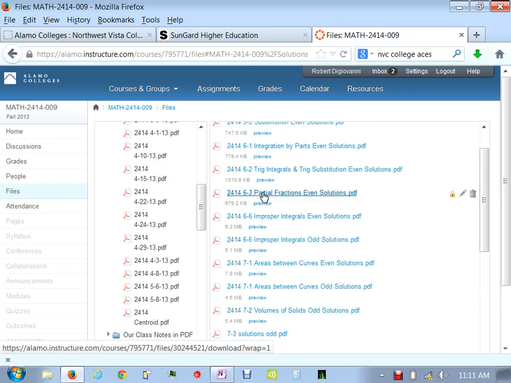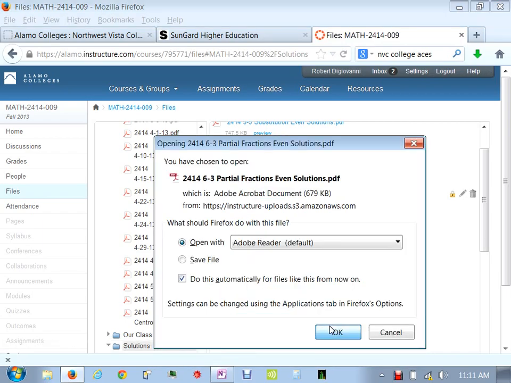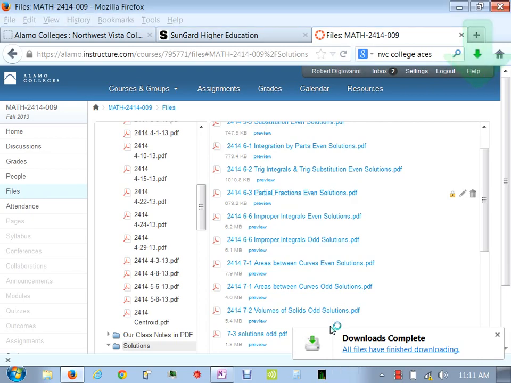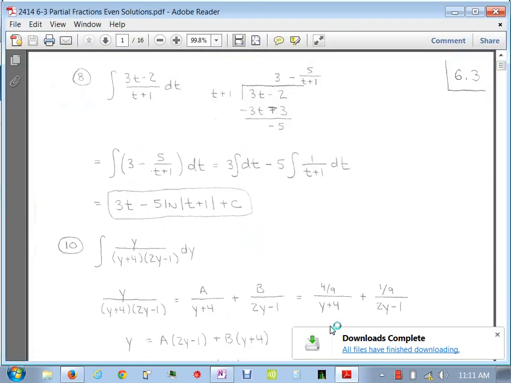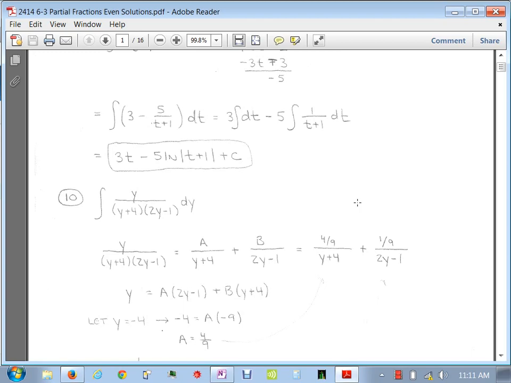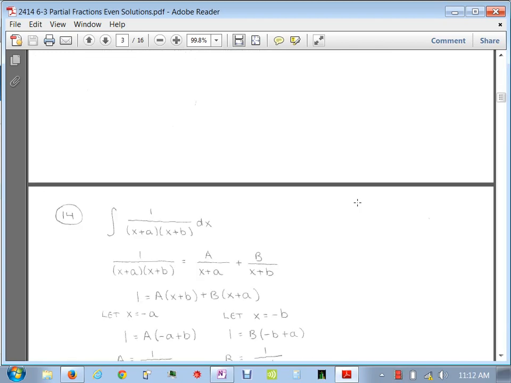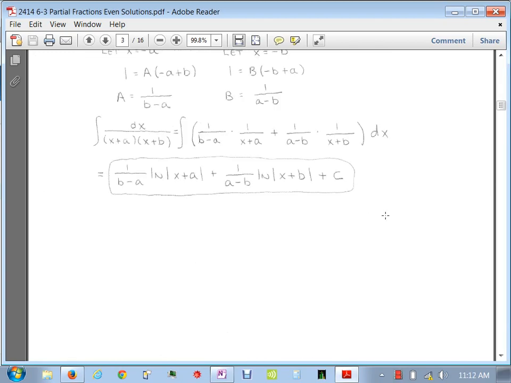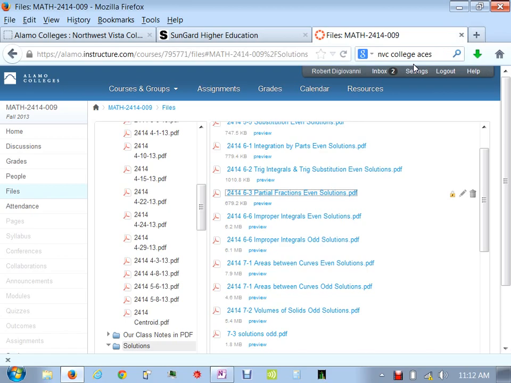So here's 6-3, partial fractions, the even problems. It may not be every even problem, but it's at least the ones that I might assign. So there's my work. Basically you have the answers to most of the homework problems. The question is, can you do it, check your answer with mine, make sense out of it, and learn? I'm not holding anything back from you as far as information. The only time you're going to have to prove it is on a quiz or a test. That's when you prove to me that you understand.